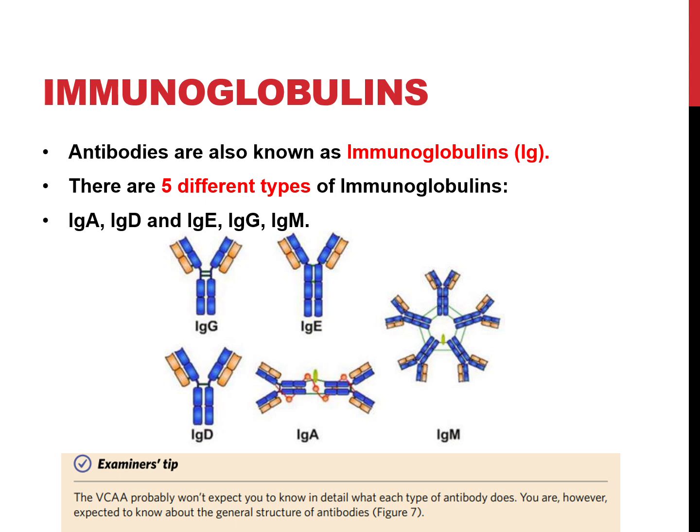So they're also known as immunoglobulins, antibodies, and there are 5 different types that we need to be aware of. There's IgG, IgE, IgD, IgA, and IgM as well. VCAA probably won't expect you to know in detail what each type of antibody does. You are, however, expected to know the general structure of the antibody, so that previous slide we looked at.